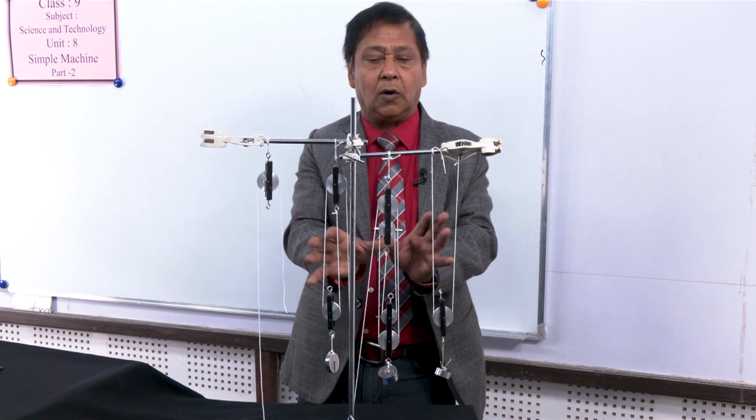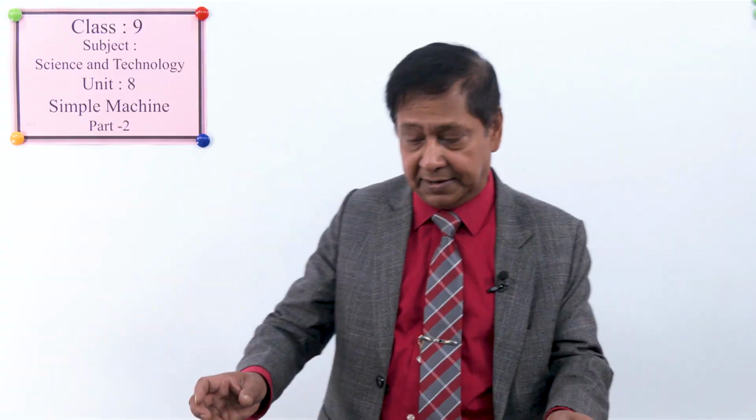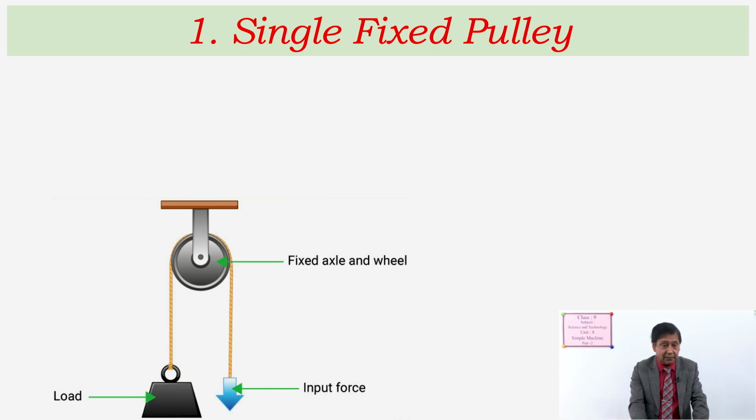Now I want to define all these again. Now, let's go to the definition. Single fixed pulley. How can we define this single fixed pulley? Look at this pulley. Single fixed pulley consists of a pulley connected to a rigid support. A rope passes through its sheath and one end of it is connected to the load, another end is kept free for the application of effort. This is single fixed pulley.